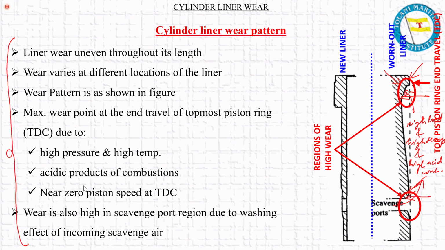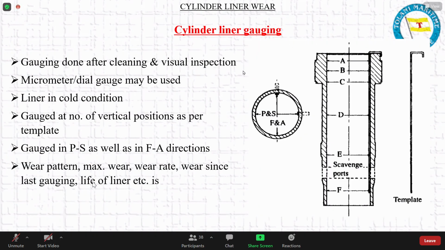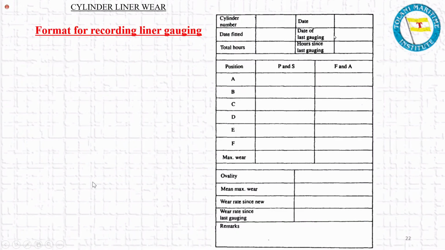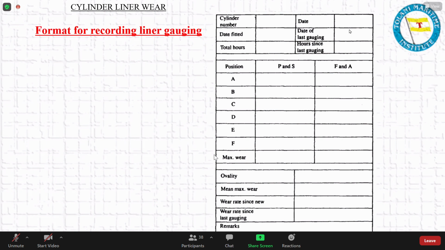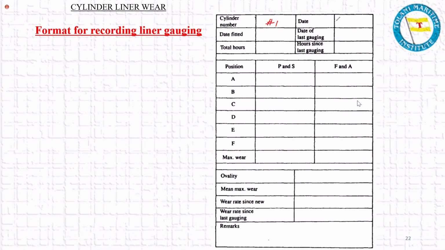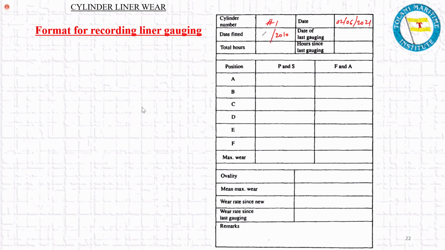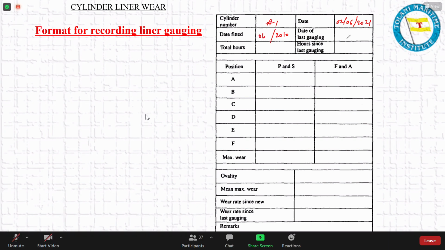Then there is a cylinder liner gauging which is done. Okay. Cylinder liner gauging में क्या करते हैं? ये एक फॉर्मेट है पोजीशन का, जहां पे आप सिलेंडर लाइनर का नंबर लिखते हैं, 1 2 3 4 5 6 कौन सा नंबर है वो लाइनर का, डेट डालते हैं, आज का डेट हम डाल सकते हैं इसमें. 2/06/2021. Date fitted, let us say it was fitted in say 2010. कोई डेट को उसको फिट किया गया था, जून 2010 it was fitted there.